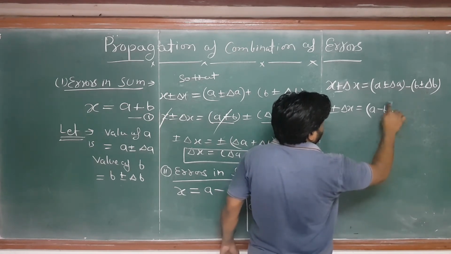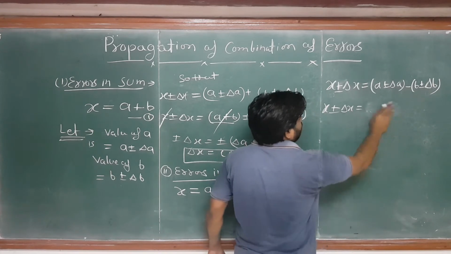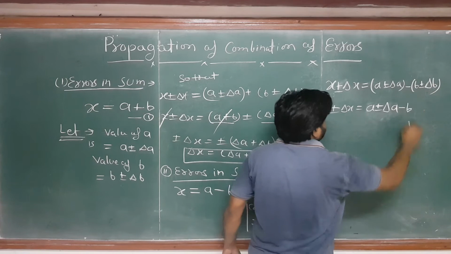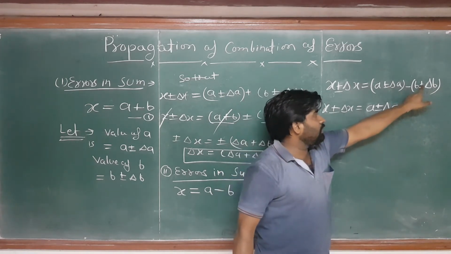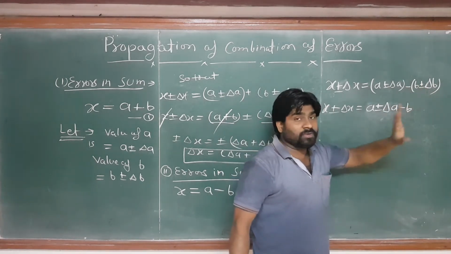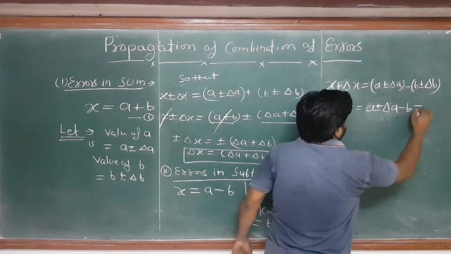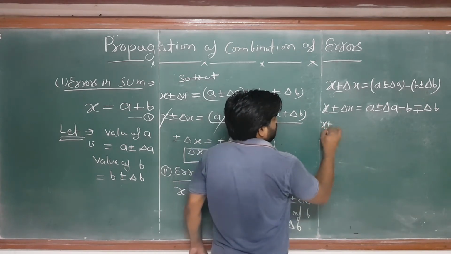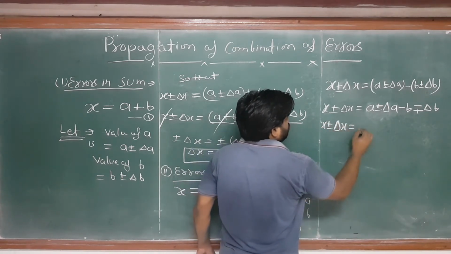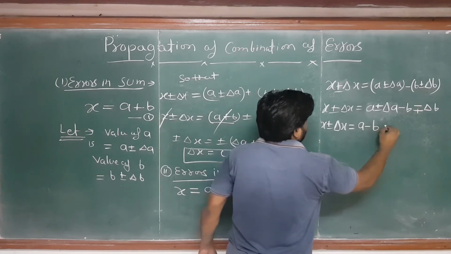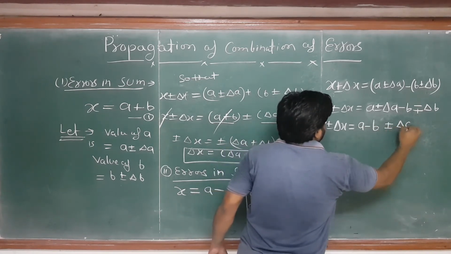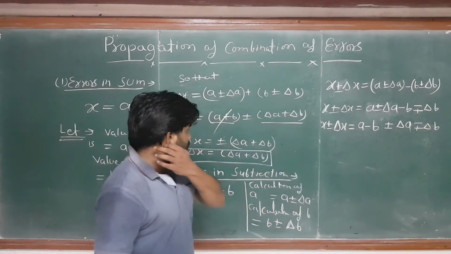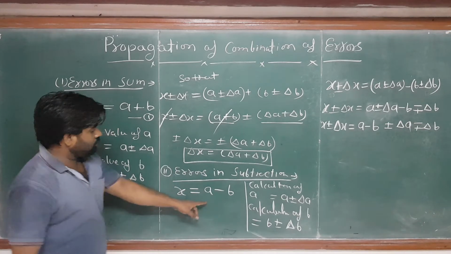Suppose you have written like this, I'll make you understand: a plus minus del a minus b plus minus del b. When this minus is multiplied with the plus, it becomes a minus, and minus minus becomes plus. So you will write minus plus, just opposite. So x plus minus del x is equal to a minus b plus minus del a minus plus del b. You will write that. So a minus b is equal to x.